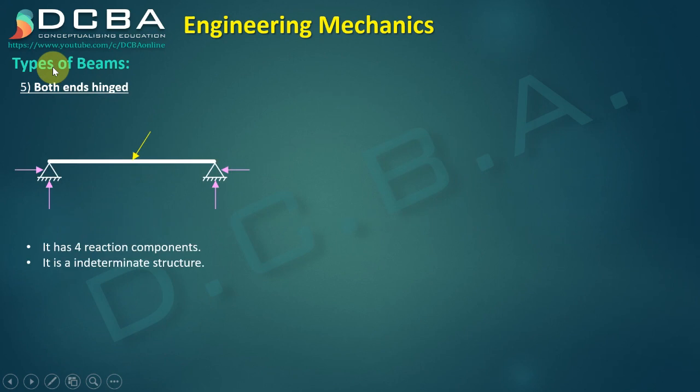Fifth is both ends hinged. So here in this type of beam we have hinge supports at both the ends, and it has four reaction components.